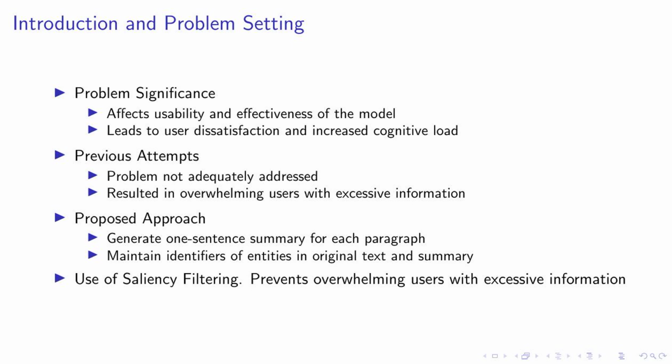We suggest generating a one-sentence summary for each paragraph, which captures the key concept and allows for a concise and easily digestible view. Additionally, we emphasize the importance of maintaining the identifiers of entities present in both the original text and the summary. This approach ensures that the same entities are matched across different texts and diagrams, allowing for synchronized interactions and smooth diagram transitions.